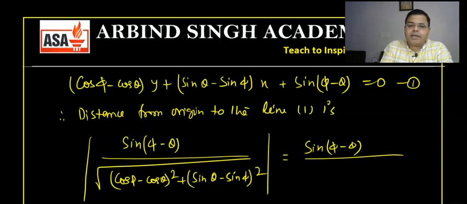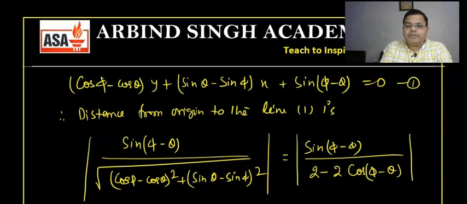Sine square theta from here and cos square theta from there, so that will also be one. So 2 minus 1 plus 1, 2. Here cos theta cos phi, and here minus 2 sine theta sine phi. So if I take 2 common, then what will happen? Cos theta cos phi plus sine theta sine phi, and cos of phi minus theta. Because inside it will be plus, there will be a minus sign, isn't it? So that will be minus 2.